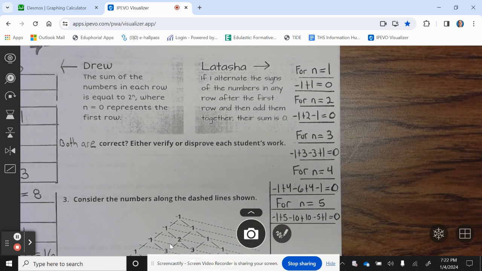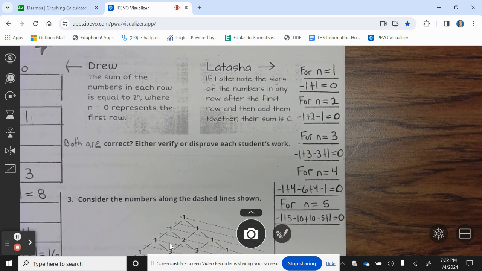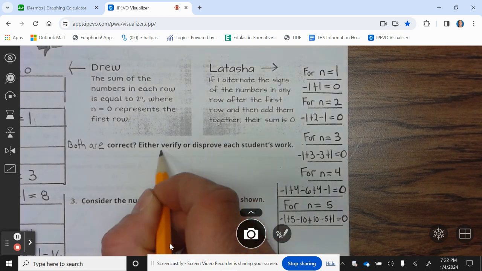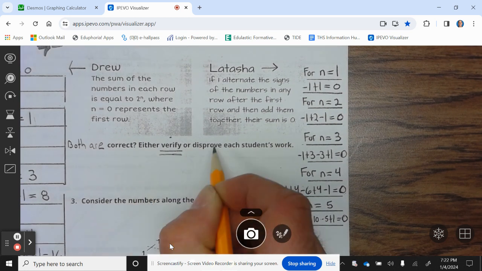Both are correct. Either verify or disprove each student, which we have verified.